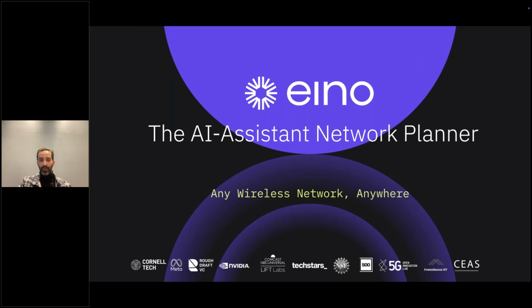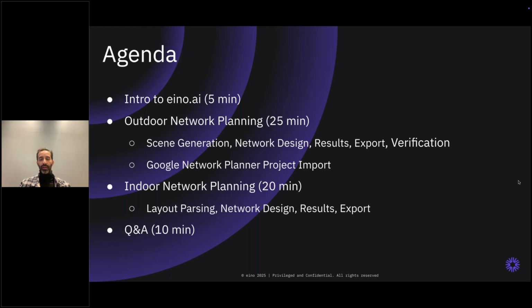This is the plan we have for today. The agenda: we'll start with some intro to Eino.ai. I'll explain why we're doing what we're doing, all the details about our platform and the differentiators that we have there. Then we're going to go through outdoor network planning, talking about how you generate the scene without the clutter and all the details there, going through a network design, generating results, exports, and verifying a deployed network. I know many of you have been using Google Network Planner. I'll show how quickly and easily you could import your projects from Google Network Planner to our platform.